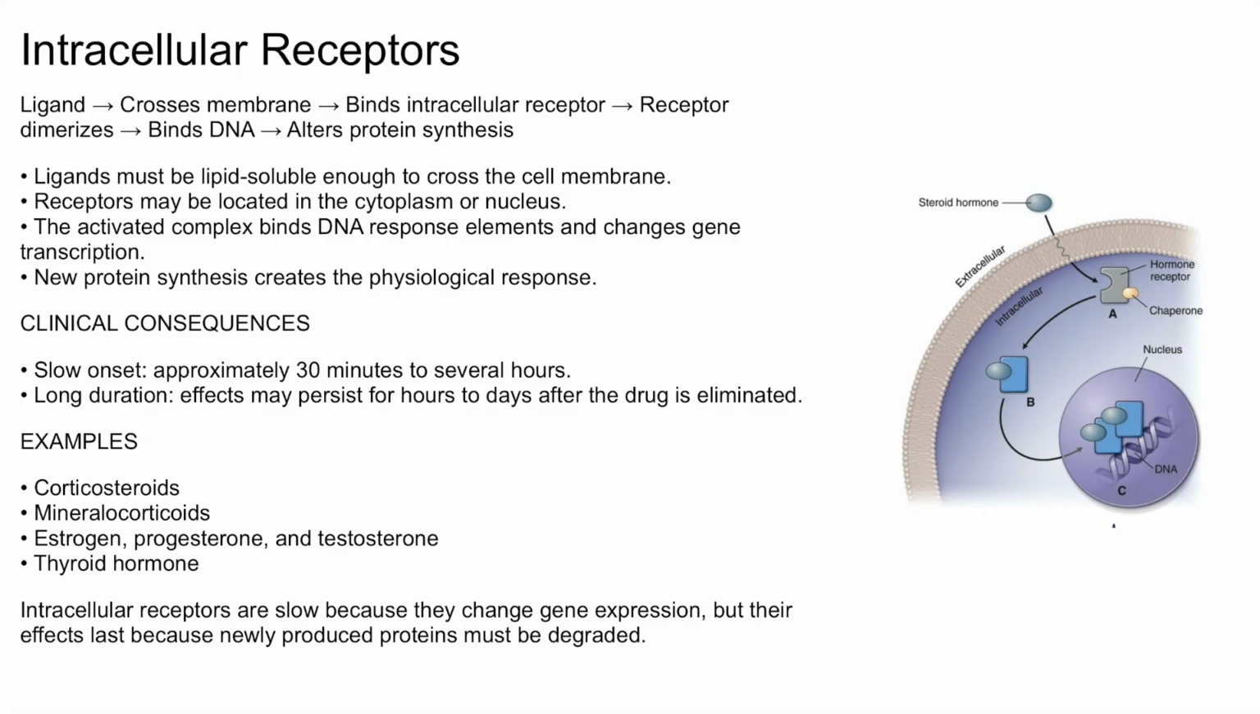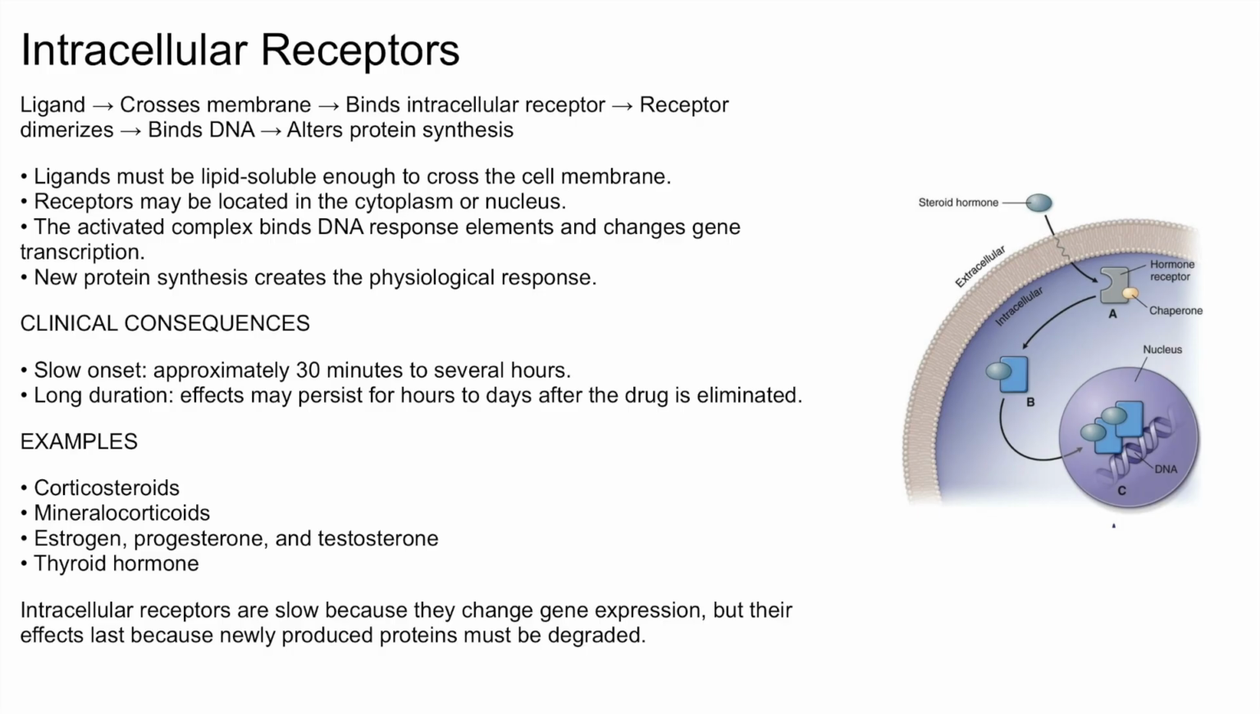Intracellular receptors are activated by lipid-soluble ligands that can cross the plasma membrane. Depending on the receptor, it may be located in the cytoplasm or already within the nucleus. After the ligand binds, the activated receptor commonly dimerizes and binds specific DNA sequences called hormone response elements. This changes the gene's transcription, leading to the synthesis of new proteins that produce the physiological response. Because transcription and translation take time, the onset is relatively slow, from about 30 minutes to several hours.